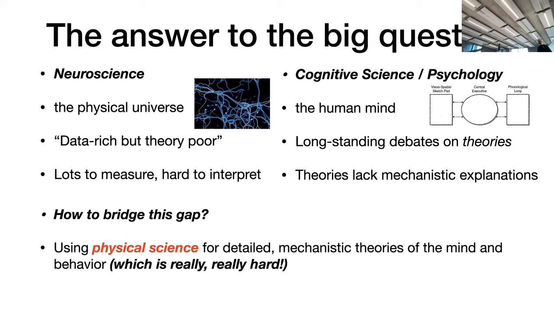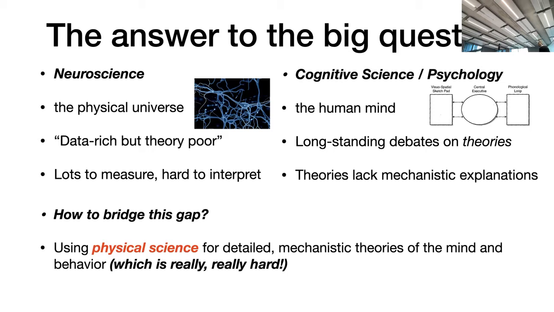Cognitive science is really interested in the human mind, like how does the human mind work? But it's usually been restricted to things like behavioral measurements. So it's relatively data poor, specifically in relation to neuroscience.